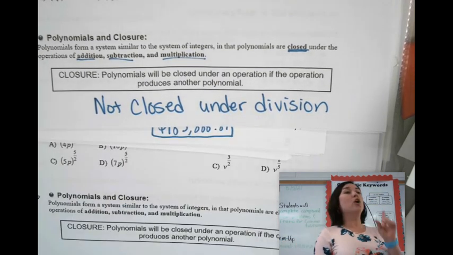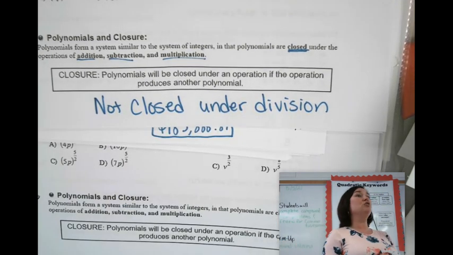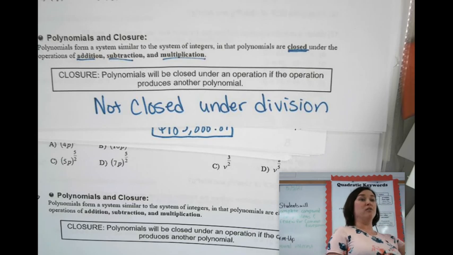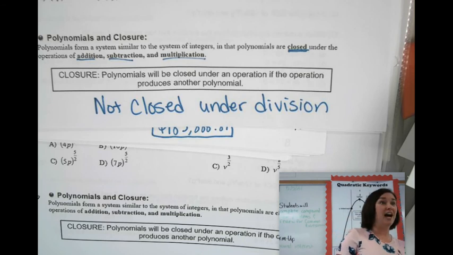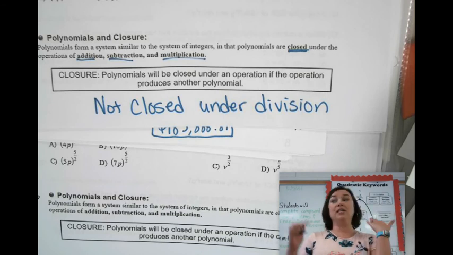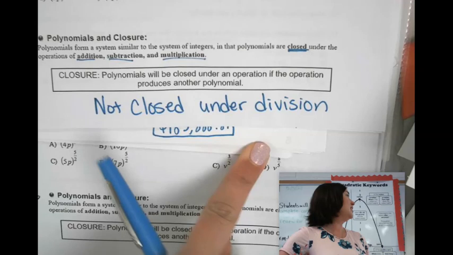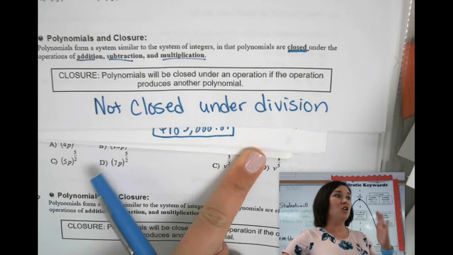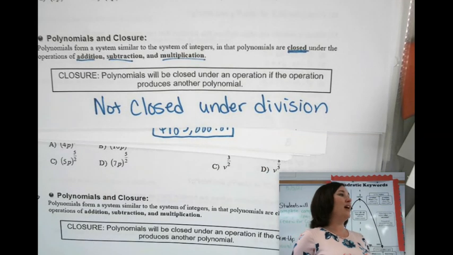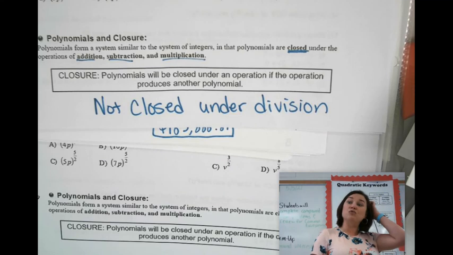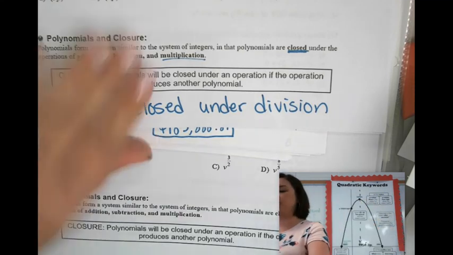Division. Or it could say, which of the following is it not closed under? And it'll give you an example where two of them are being added, two of them are being subtracted, two of them are being multiplied, or two of them are being divided. And you pick the one that's being divided. Okay? It's not closed under division, because if you divide two polynomials, sometimes you don't get a polynomial. Turn the page.